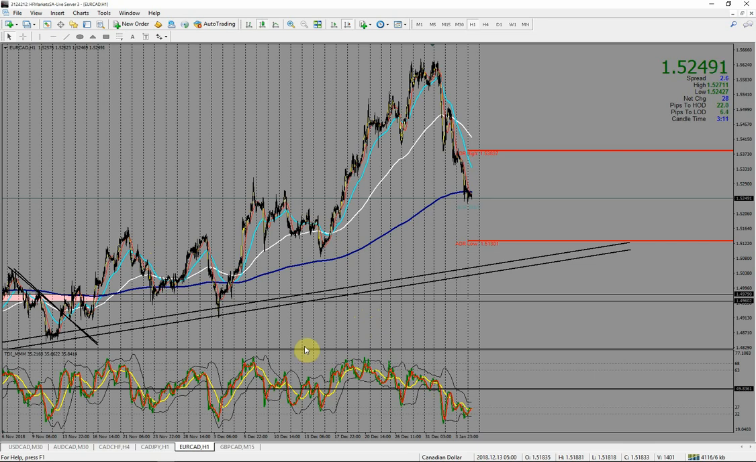Look at the euro index, and then look at the Canadian dollar index, then you already know where the euro CAD is going. Look at the Japanese index and look at the euro index, you already know where euro JPY is going. So that is it.